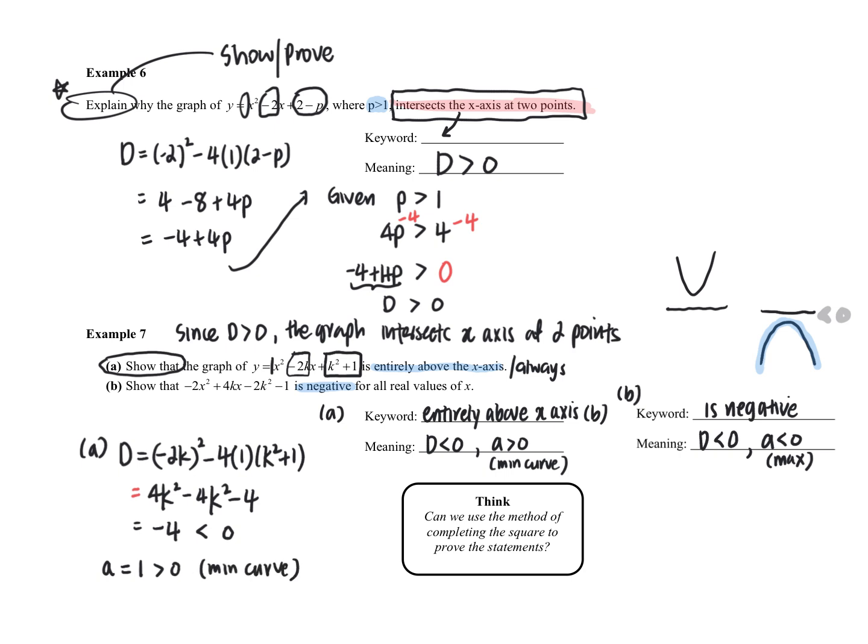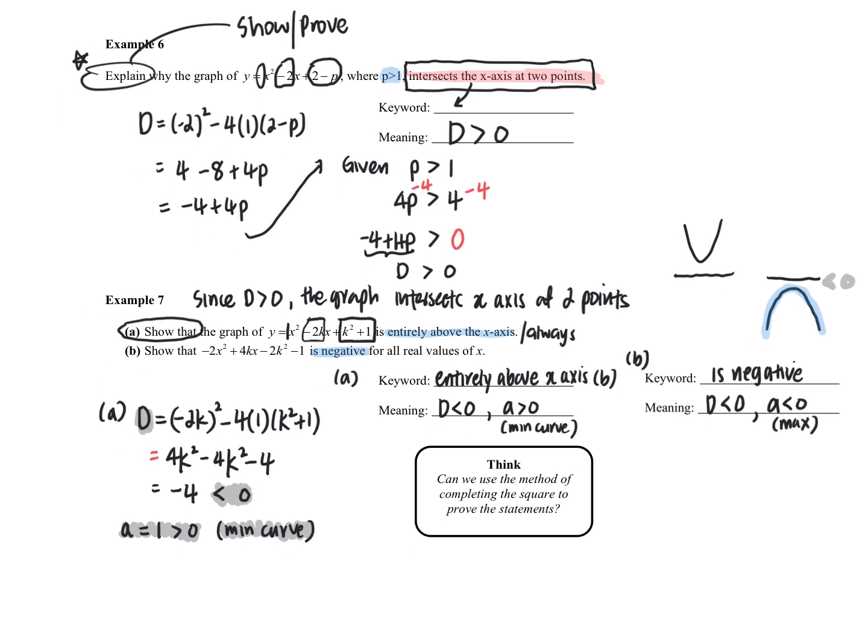So if you have shown me that D is less than 0 and it is a minimum curve because A is positive, then you can conclude: since D is negative and A is positive, therefore graph lies entirely above x-axis.